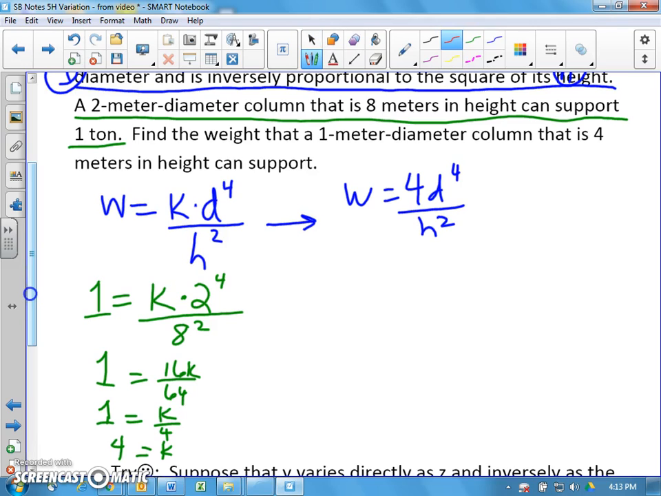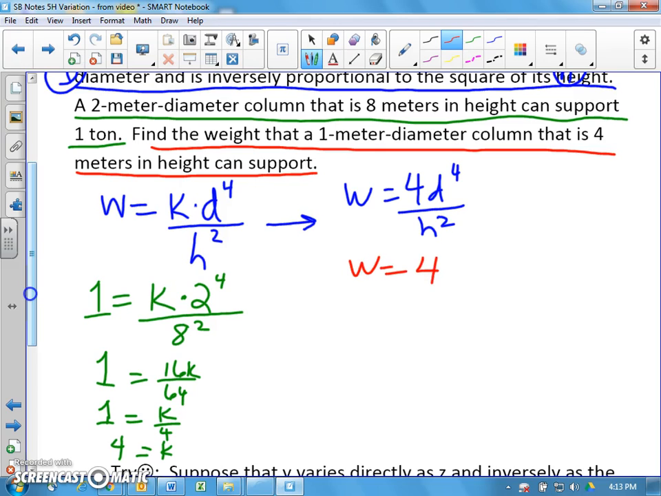And our last step is our task. They want us to find the weight that a 1 meter diameter column can support if it's 4 meters in height. So we're finding weight. 4 is our constant of variation. The diameter is 1 meter, so we're going to have 1 to the 4th power. It's 4 meters in height, so 4 squared. So this would be 1 to the 4th, which is 1, times 4 is 4. 4 squared is 16, so W comes out to be 1/4. So our answer would be 1/4 of a ton.